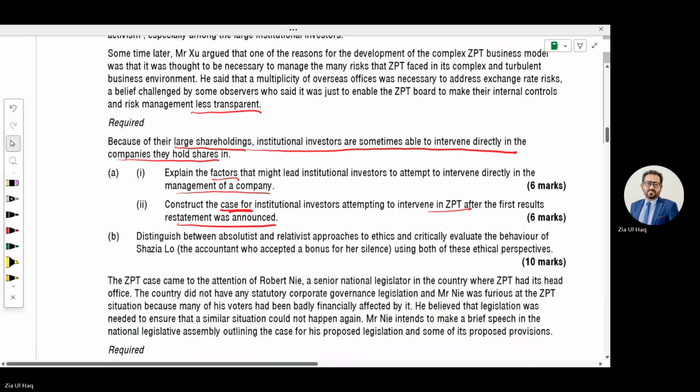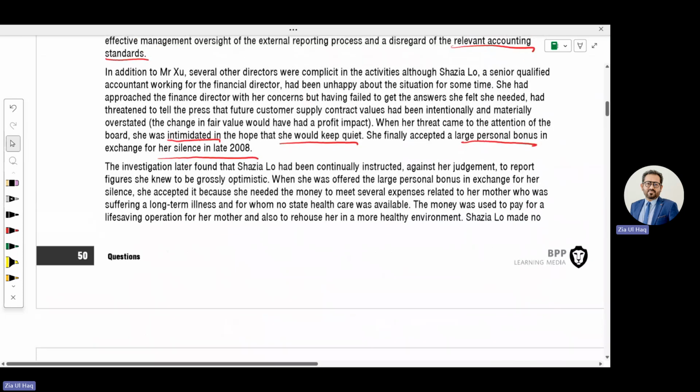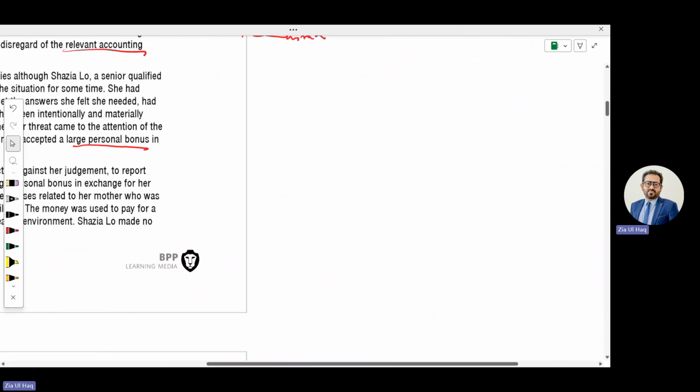Because of their large shareholding, institutional investors are sometimes able to intervene directly in company affairs. Explain the factors, this is a straightforward part. We can explain 6 areas where institutional investors intervene, and construct the case for institutional investors attempting to intervene in ZPT after the first result restatement was announced. So we need to provide 3 paragraphs of 2 marks each by linking with the scenario.